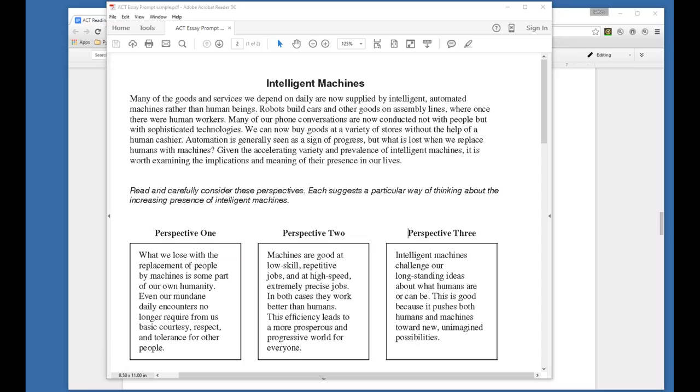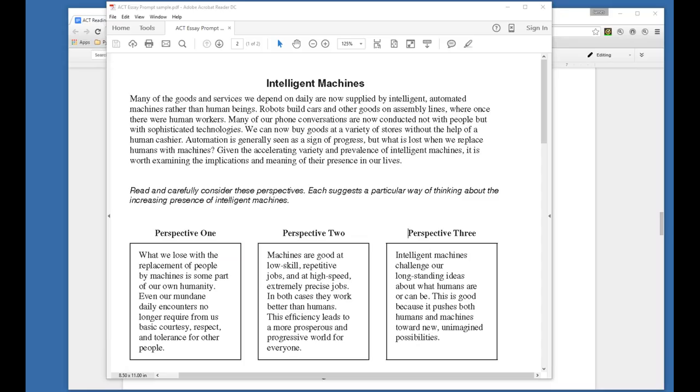Perspective one: what we lose with the replacement of people by machines is some part of our own humanity. Even our mundane daily encounters no longer require from us basic courtesy, respect, and tolerance for other people.